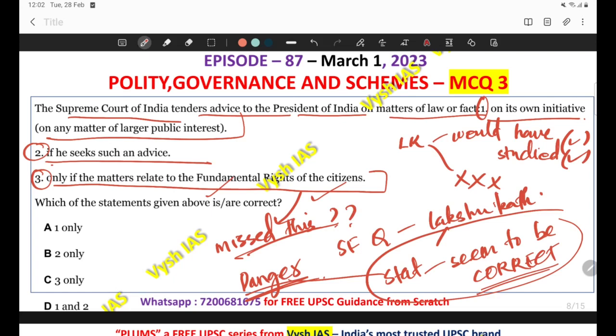So here the correct answer comes out to be B, 2 only, because this is the only statement with regard to the Supreme Court of India and the President of India: in which cases the President of India approaches the Supreme Court. In Lakshmikant, with respect to this aspect, only the second statement is given. Whenever the President of India wants such an advice, he or she can approach the Supreme Court. So this is the correct answer, option B, 2 only.